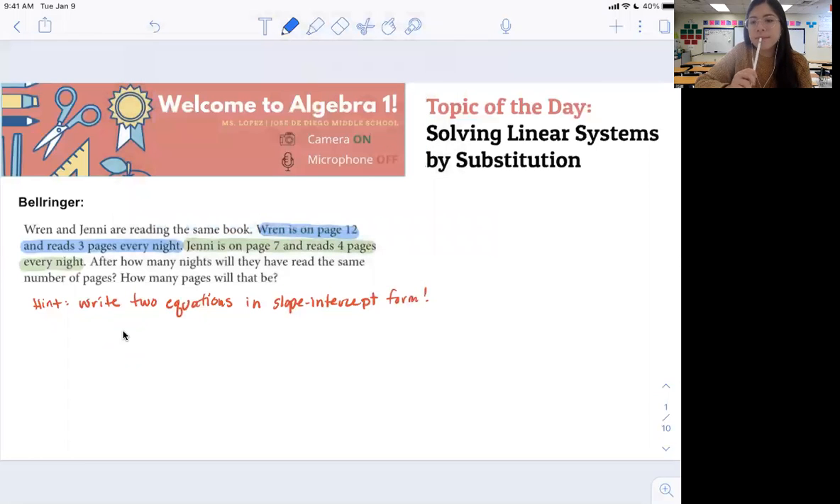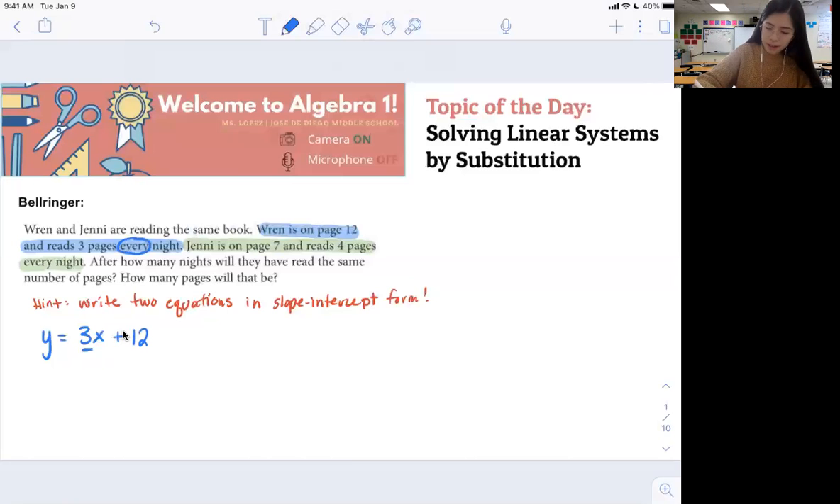Next, I think 3 is the x value. 3x plus 12. Good. And what's the key word in this example that tells you that the 3 is the slope? Every night. Good. Always look for those keywords, anything that's repeating, right? So every night, each night, per day, per hour, all of those are my keywords.